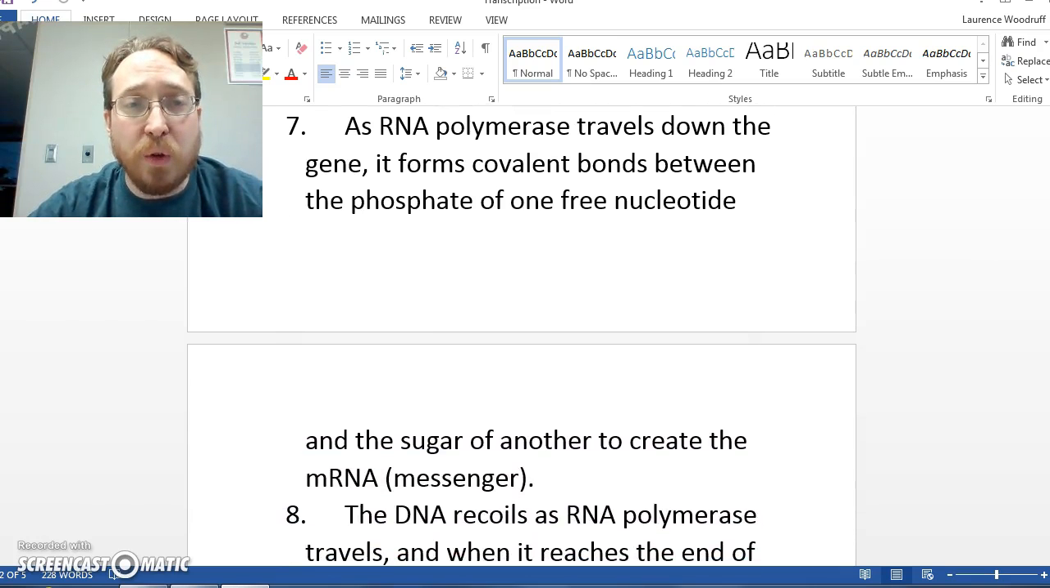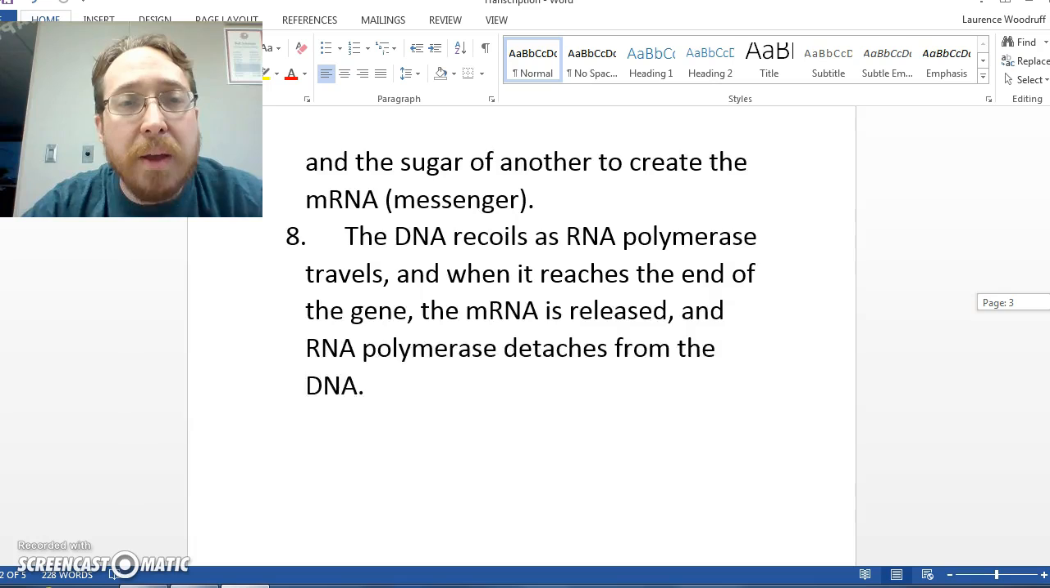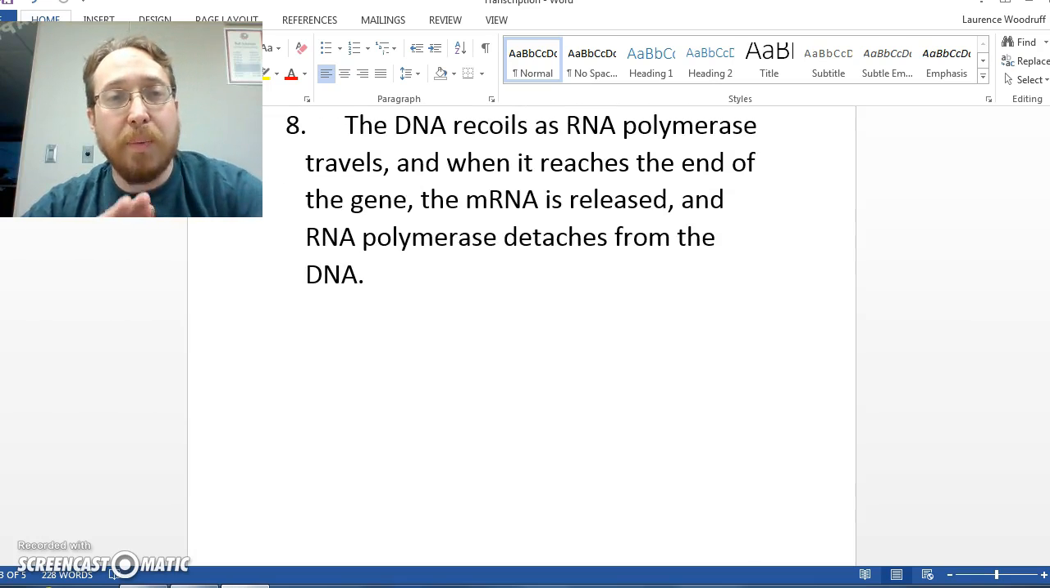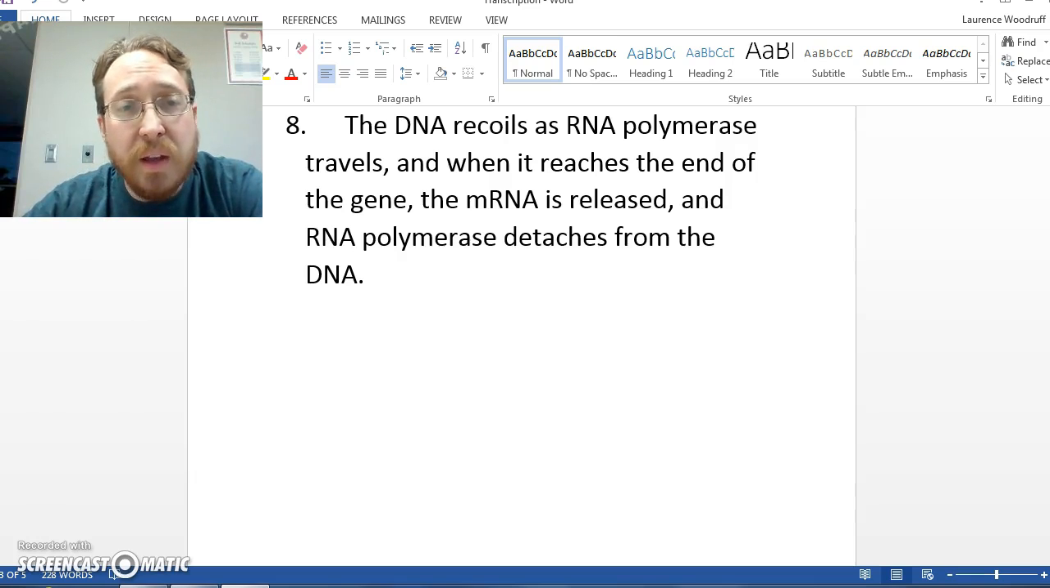As RNA polymerase travels down the gene, it forms covalent bonds between the phosphate of one free nucleotide and the sugar of another to create the mRNA, which is known as messenger RNA, because it sends the message out of the nucleus. The DNA recoils as RNA polymerase travels, and when it reaches the end of the gene, the mRNA is released, and the RNA polymerase detaches from the DNA.